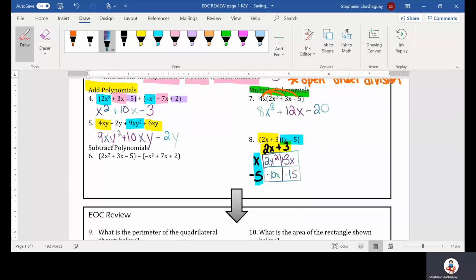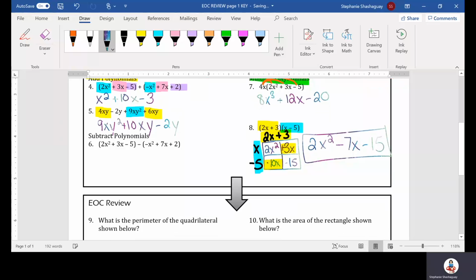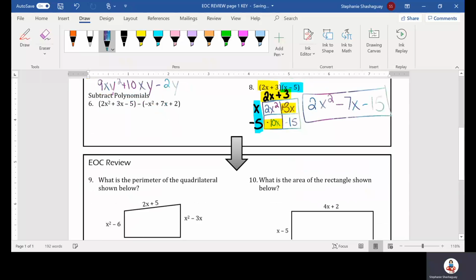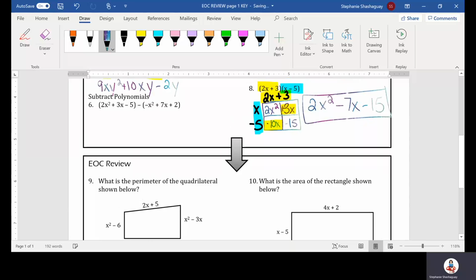When I pull that all out, I'm going to have a 2x squared. I can combine my positive 3x and my negative 10x. So I'm going to have a negative 7x and then negative 15. And that is my answer. When I multiply those two binomials together, that's the new polynomial that I get.